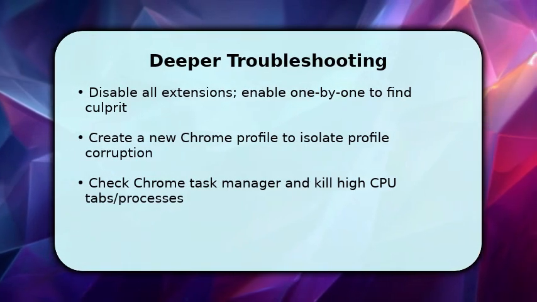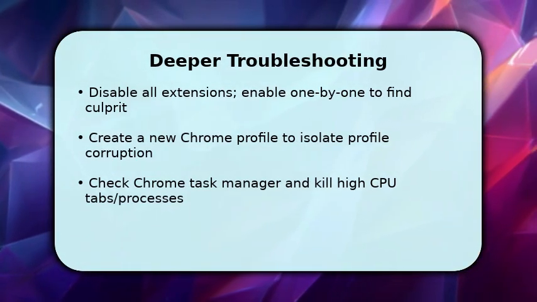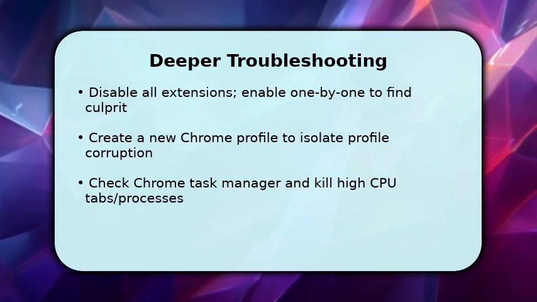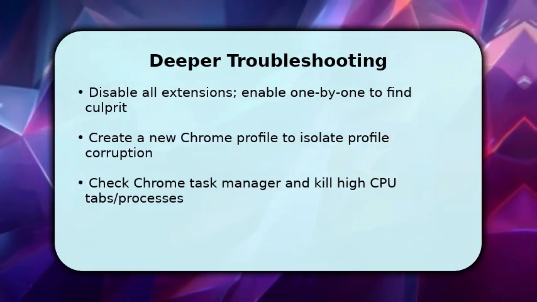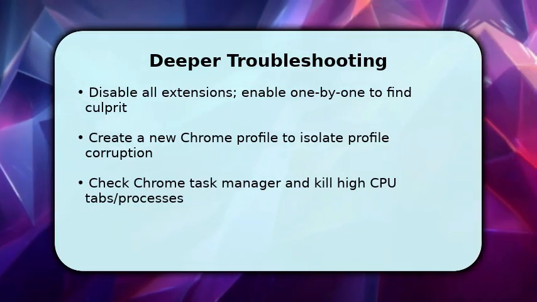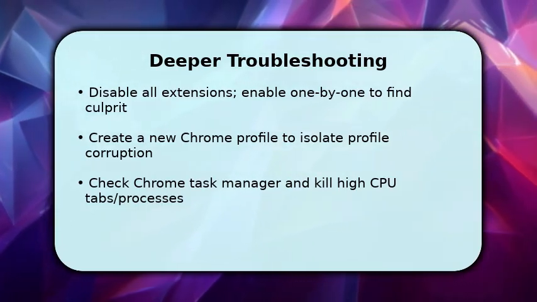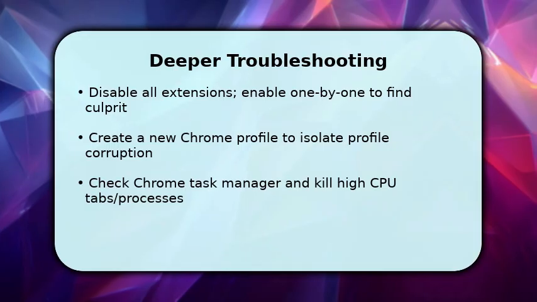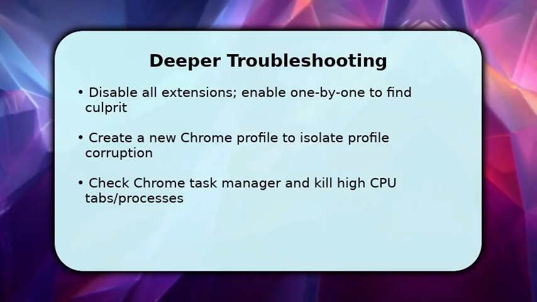This isolates extension conflicts. If problems persist, create a fresh Chrome profile to rule out profile corruption, because profile files often cause persistent crashes. Next, open Chrome's Task Manager and kill tabs or processes using excessive CPU or memory.